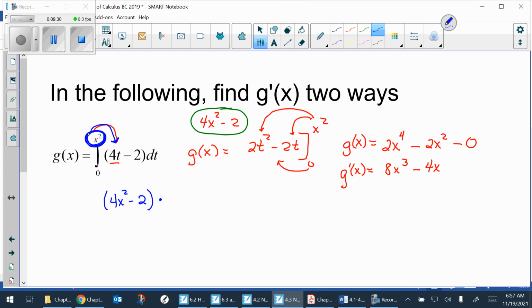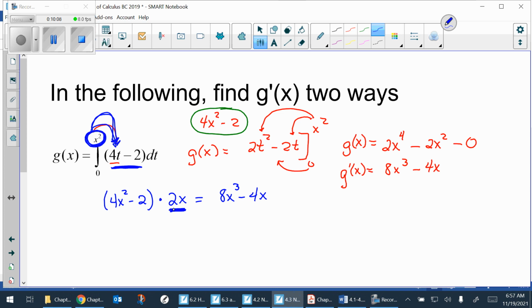When we drop that into the integrand and multiply that by the derivative, 2x, we do indeed get the correct answer of 8x cubed minus 4x. So it's not as simple as just dropping this in place of the variable. We have to remember to drop it in and then multiply by the derivative of that thing that we dropped in. We can consider that the inner function.